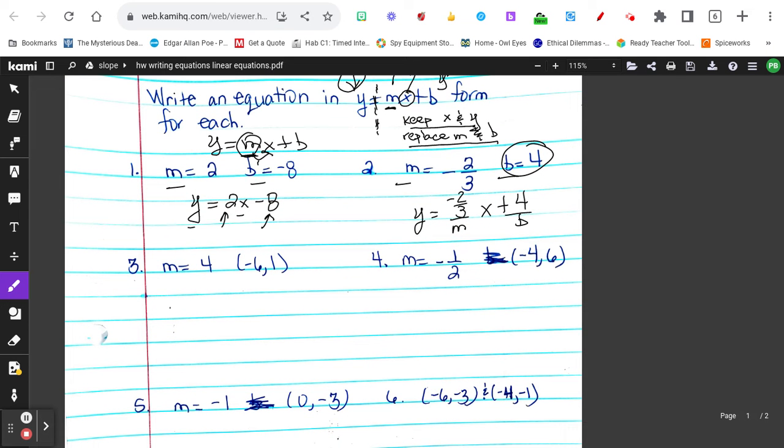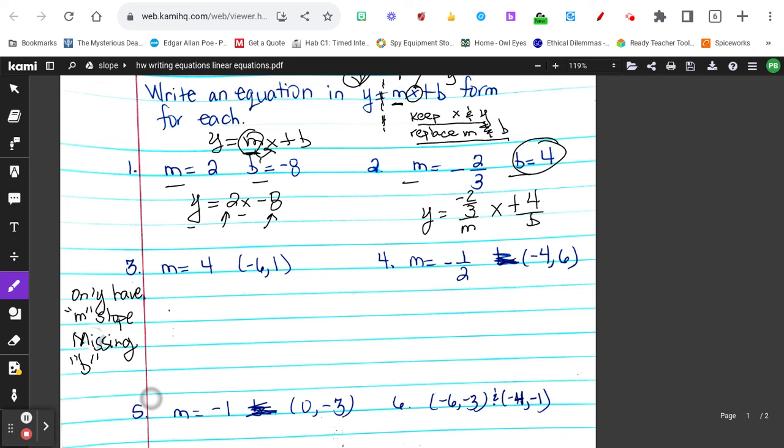All right, on number 3, I only have m, which is your slope. So I'm missing the y-intercept. So the first thing is going to be to find the y-intercept, missing b. Okay. So this is what you do when you have m and not b. Okay. Not like number 1 and 2. Number 1 and 2, I had slope and y-intercept, m and b. But on number 3, I only have m. So I'm going to label these.